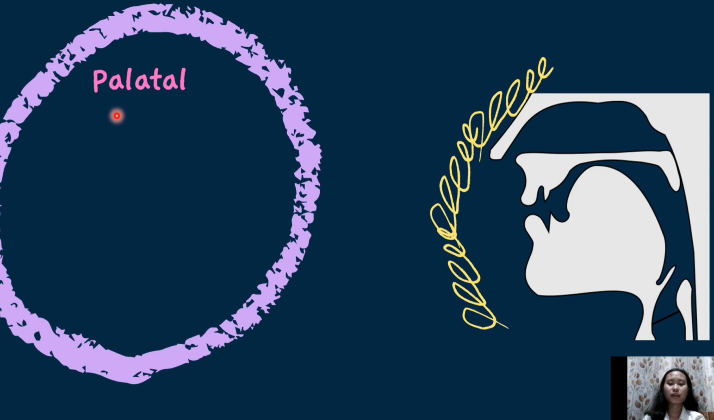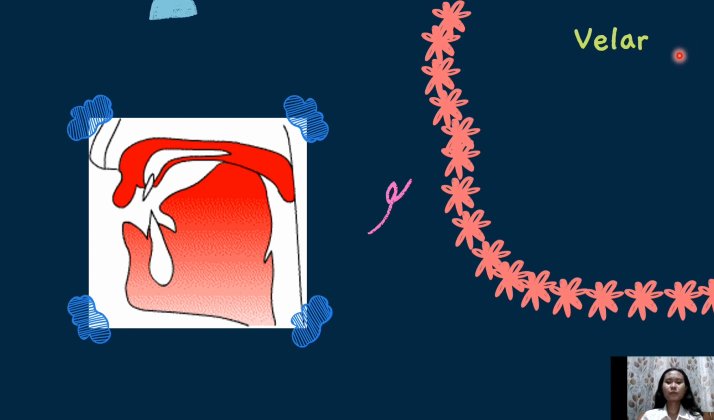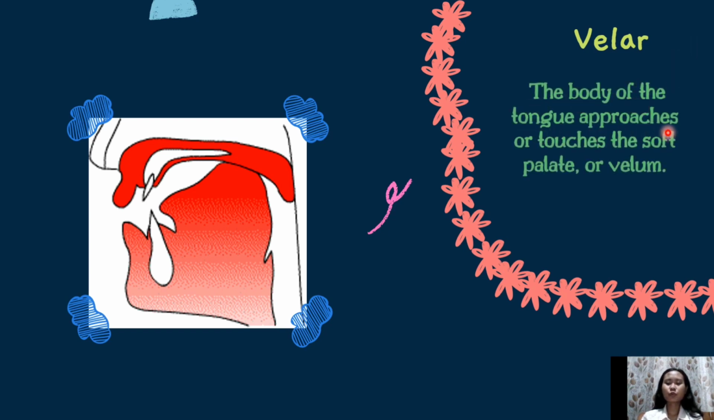Next, palatal. The body of the tongue approaches or touches the hard palate. So this is the hard palate, and this is the body of the tongue. We can pronounce the palatal approximant, y. Okay, the last is velar. The body of the tongue approaches or touches the soft palate. So as in the picture, this is the soft palate and the tongue touches the soft palate. For example, in stops, they are k, g, and ng.